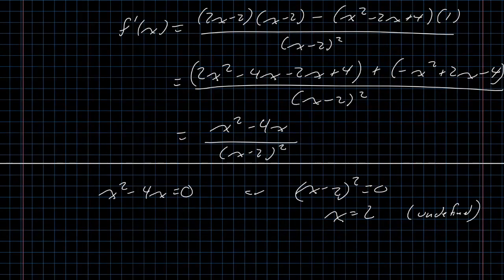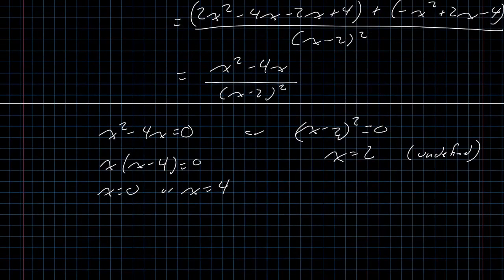x squared minus 4x equals 0. We can factor that: x times x minus 4, which means that either x is 0 or x is 4. We've already plotted x equals 0. That was the point 0, negative 2. So the point x equals 4 is the only point that we haven't plotted yet. It may or may not be an extreme value, but let's go ahead and plot it anyway.